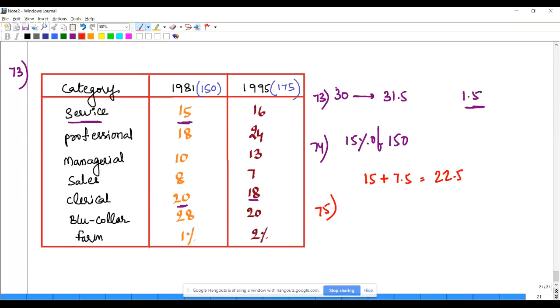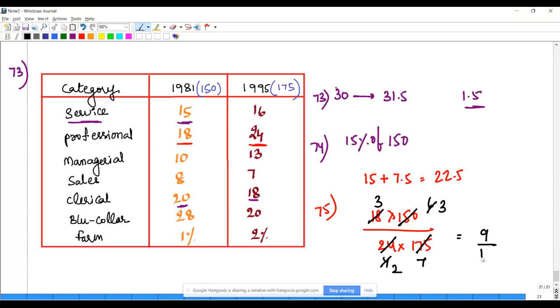Look at the 75th. It is asking for the ratio of the number of workers in the professional category in 1981 to that of 1995. So 18% of 150 divided by 24% of 175. All you need to do is cancel it. Cancelling, we get 9 by 14, which is the ratio we need. So that's all we have there. Thank you.